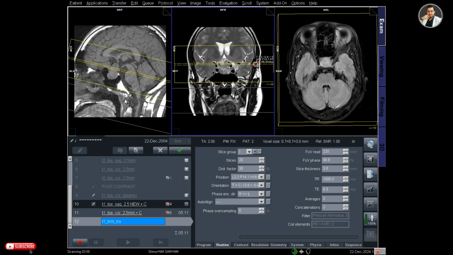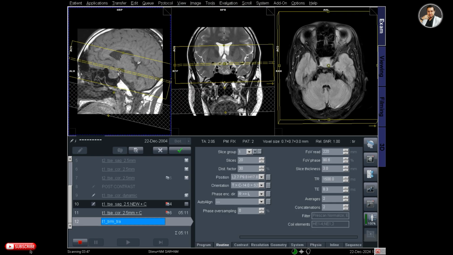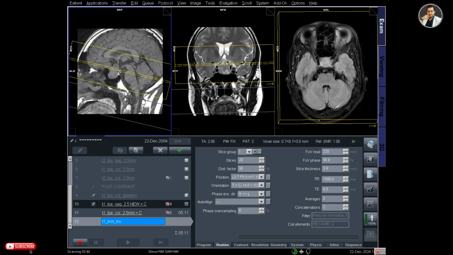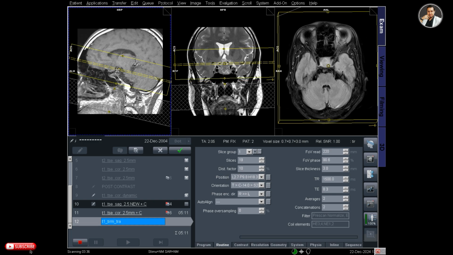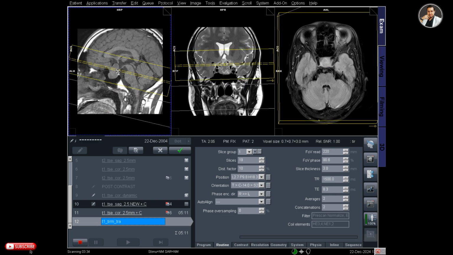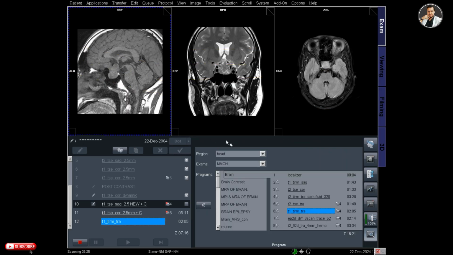And now I'm planning for the T1 transverse, and this transverse I will plan only for the pituitary region, including the parasellar region. So this is the last scan that I am planning, T1 transverse post contrast for the pituitary gland.